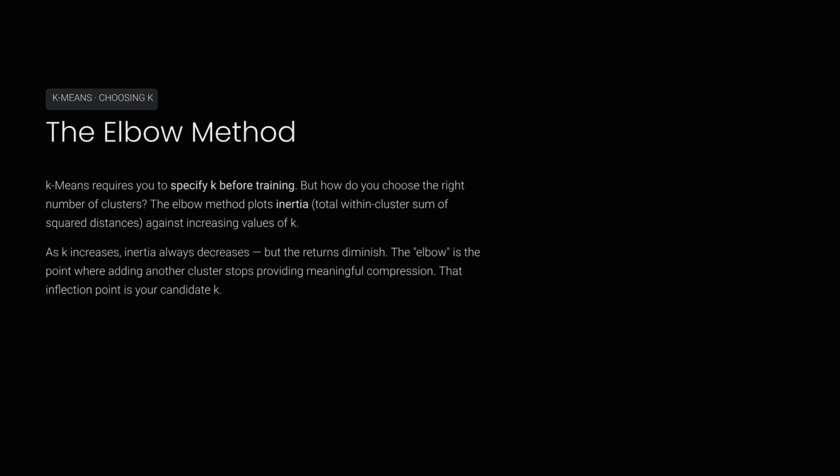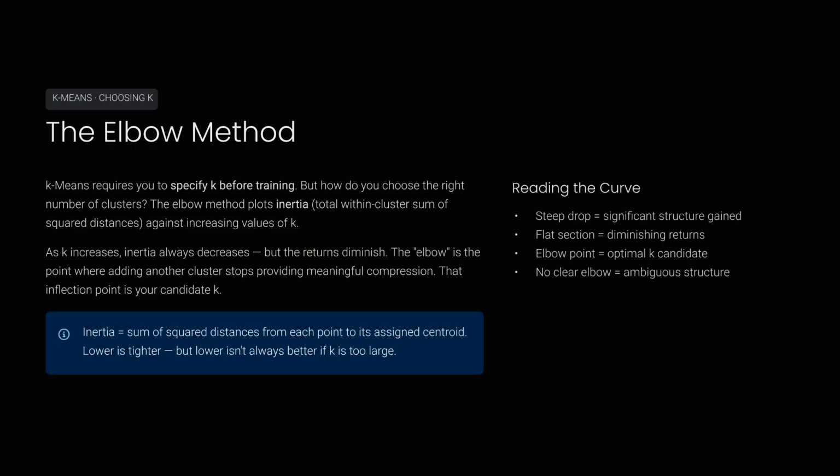Choosing the right number of clusters, K, is crucial. The elbow method plots inertia, which is the total within-cluster sum of squared distances, against K. The elbow point, where returns diminish, is your candidate K. However, if the elbow is gradual, the structure might be ambiguous.